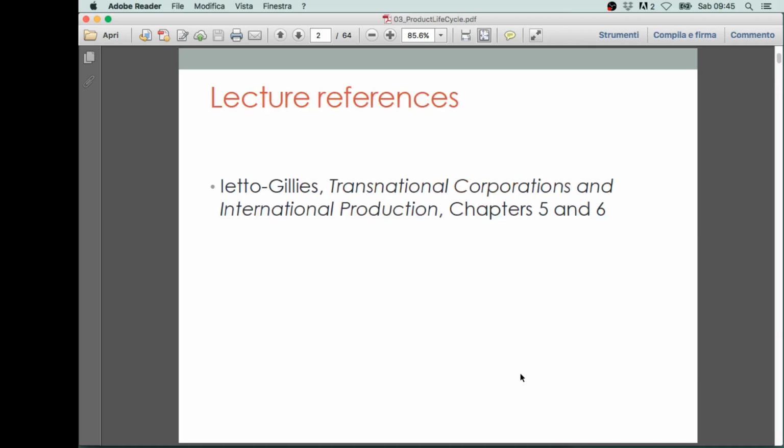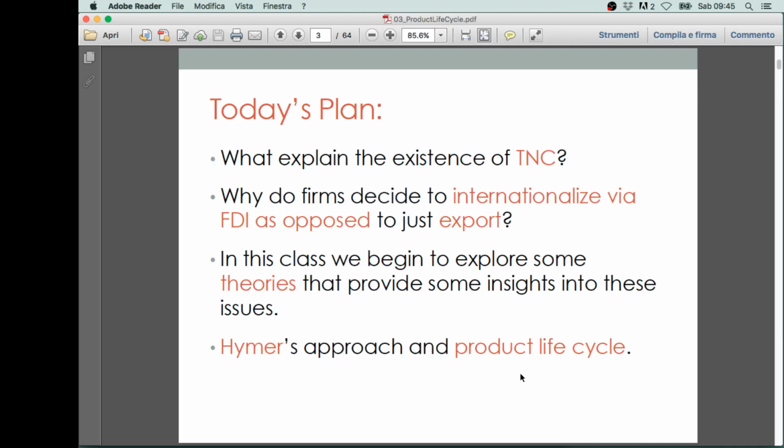In particular, the theory that we're going to discuss today is discussed in your book in chapters 5 and 6, and it can be generally identified as the product life cycle theory. What is today's plan? So what are we going to do in this lecture?